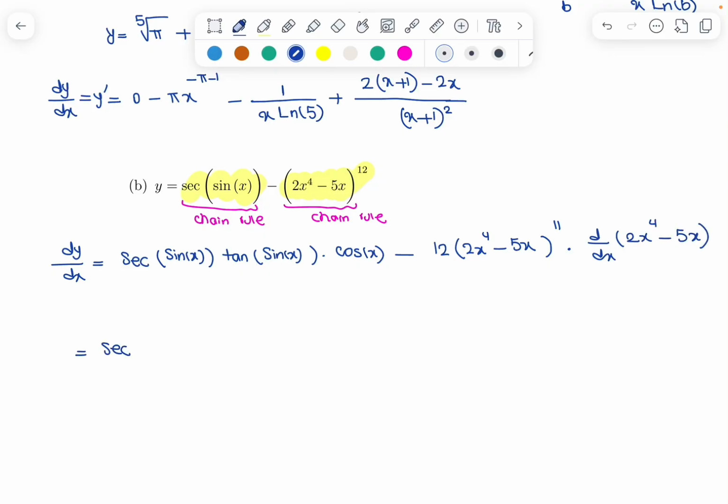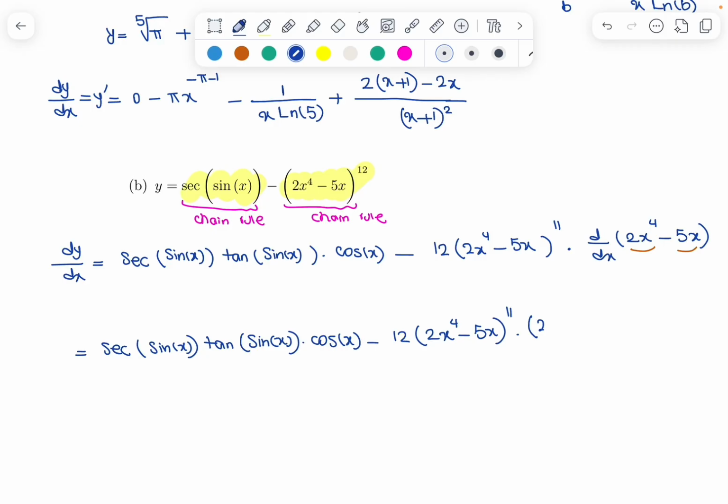So therefore, it would be secant of sine of x times tangent of sine of x times cosine of x, minus 12 times 2x to the 4th minus 5x to the 11, times the derivative of 2x to the 4 minus 5x, which would be the derivative of the first function minus the derivative of the second function.